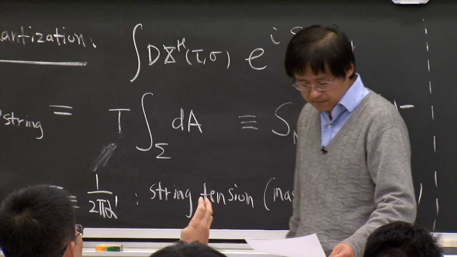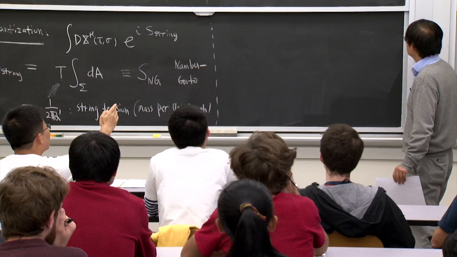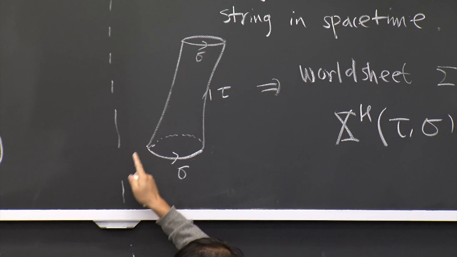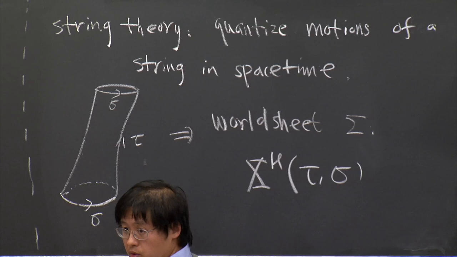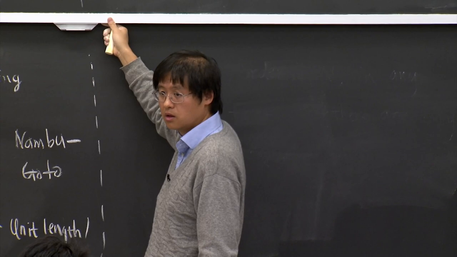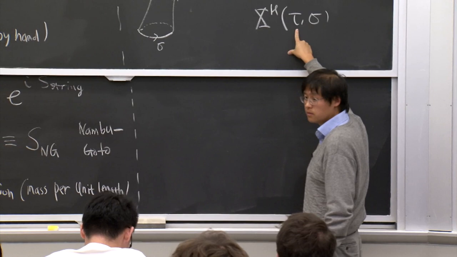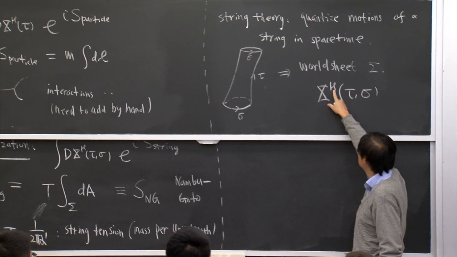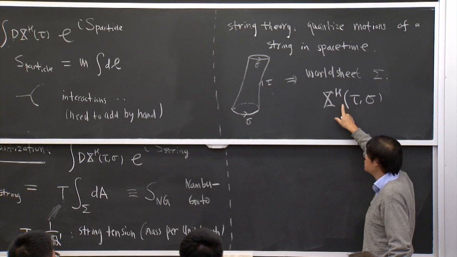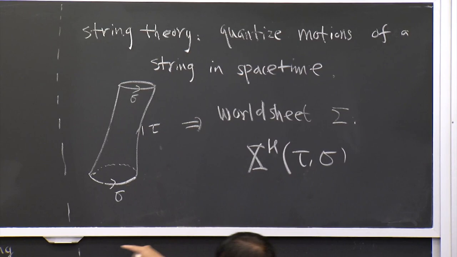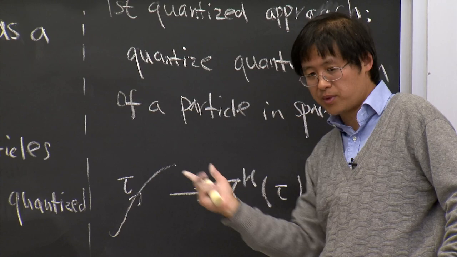Is that two time variables? No, single. Sigma parameterizes the string itself, and tau parameterizes the motion of the string. Tau is the internal time for the string. And then there's a time in the x zero in the space-time. So this can be considered as some kind of proper time for the string. Just like you parameterize the trajectory of the particle, you have some tau to parameterize the trajectory of the particle. This is the same thing.